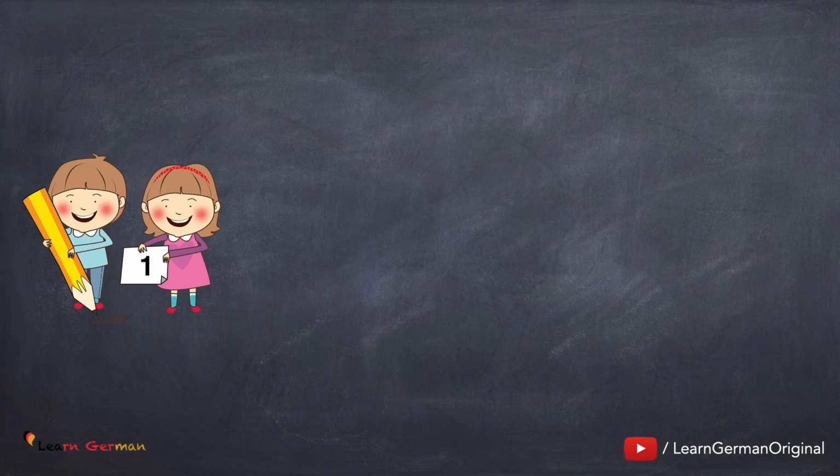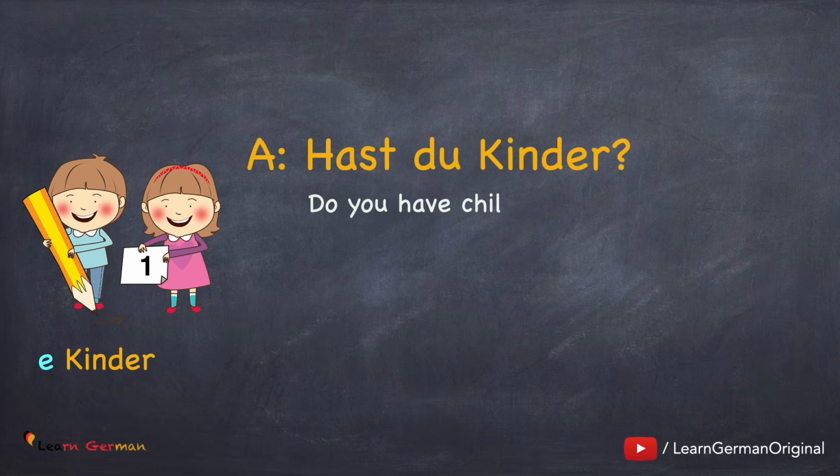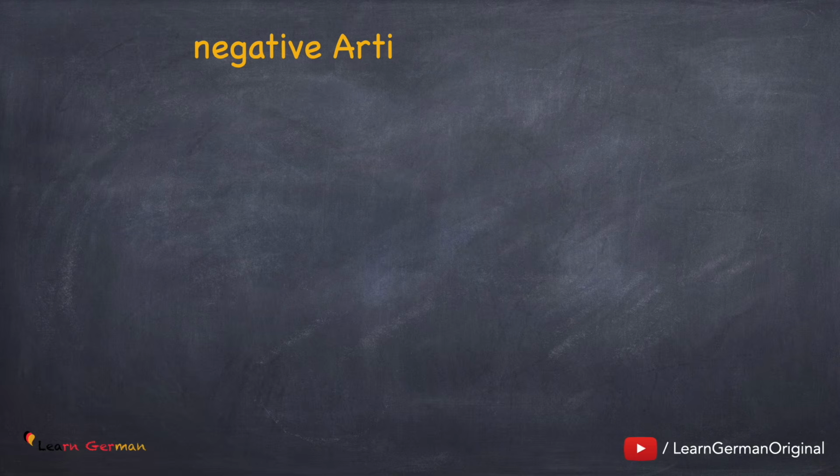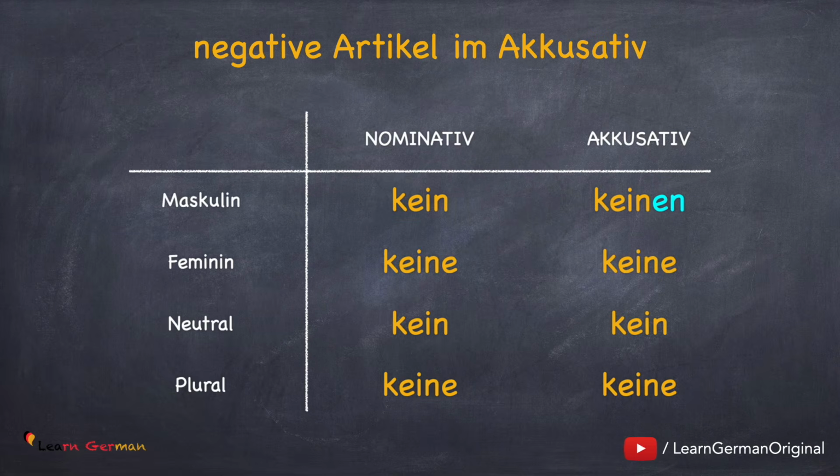Now coming to the plural form. Hast du Kinder? Nein, ich habe keine Kinder. When the accusative object is in plural, the negative article would be keine. Now let's once again look at a table to compare the nominative and accusative article. As mentioned before, only the masculine accusative object changes. In this case, kein would change to keinen.